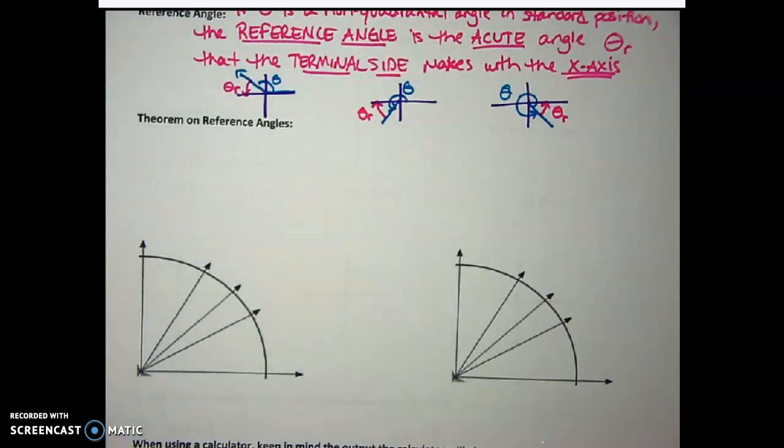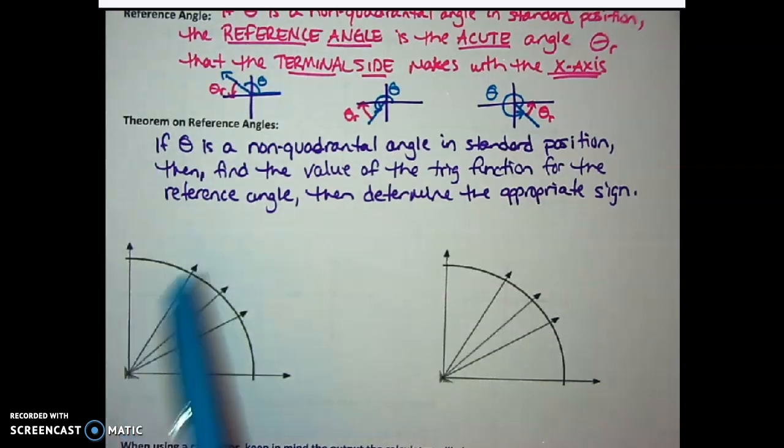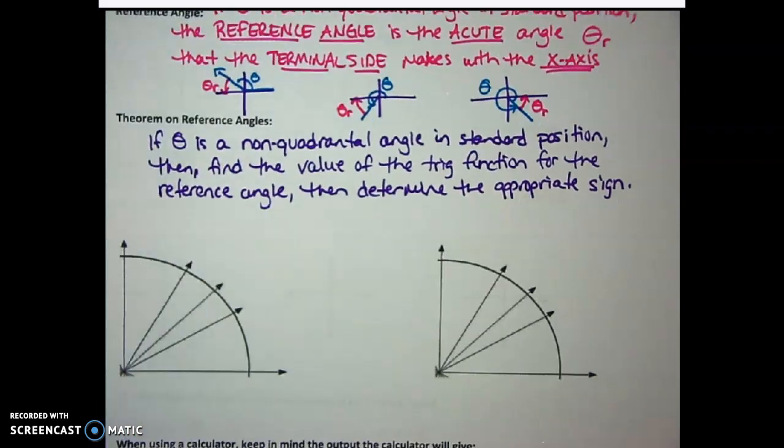So again, I'm going to give you the book definition of this, and then we'll talk about what this actually means. So our book definition, if theta is a non-quadrantal angle in standard position, then find the value of the trig function for the reference angle, and then determine the appropriate sign. So remember, I just want to go over again, a non-quadrantal angle simply means that the terminal side will not lie on one of the x or y axes. So this means that if we're going to be using our reference angles, all of our reference angles are acute angles. We really only need to remember the trig functions in our first quadrant, because that's where all of our angles are going to be those acute angles.